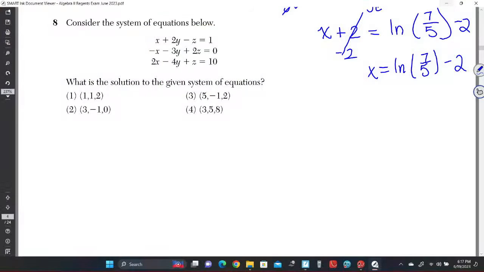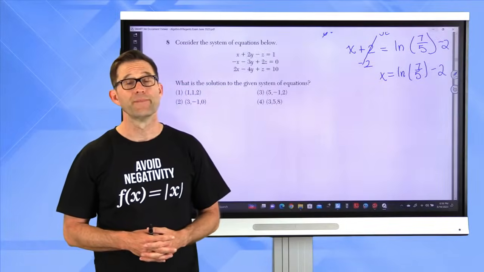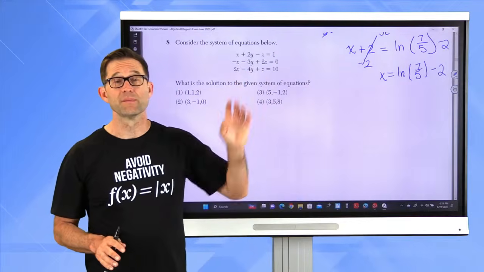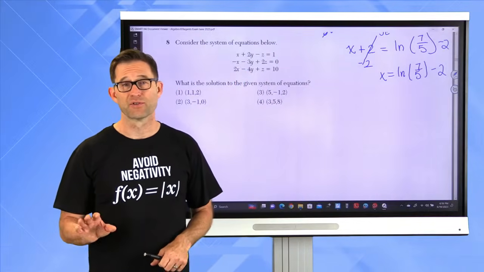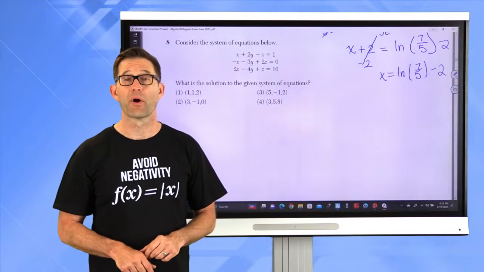Whoo boy, let's take a look at a whopper of a multiple choice next. Number 8. Consider the system of equations shown below, and I'm not going to read off all those equations to you. What is the solution to the given system of equations? All right, now look. You learned how to solve systems of 3 equations with 3 unknowns in Algebra 2. I sure hope you did. It's still part of the curriculum.